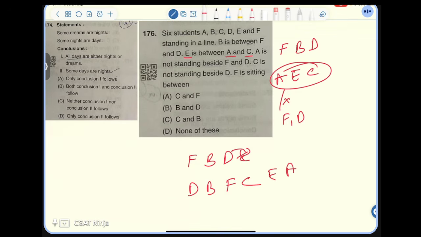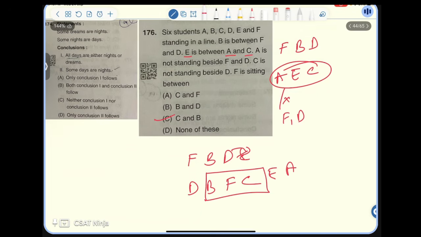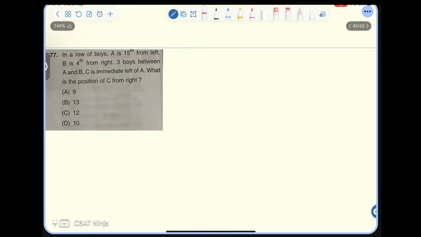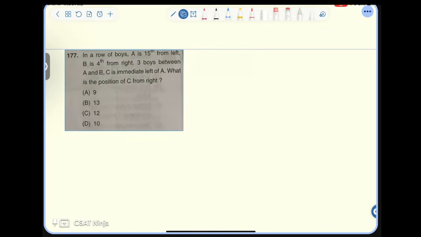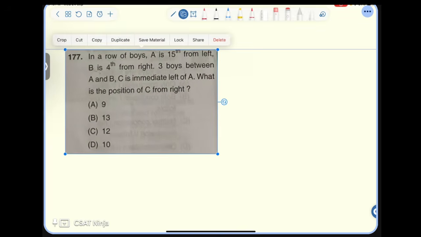F is sitting between who and who? B and C. There is nothing much, just follow the question. Not complex there. It was a reasoning question, but not a difficult one. Let's try this. Looks like a good question.